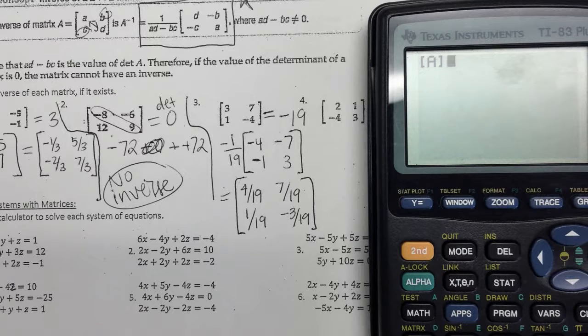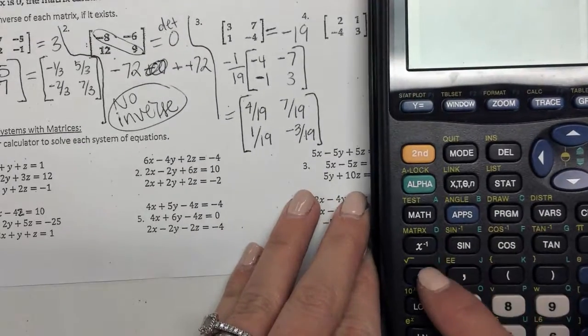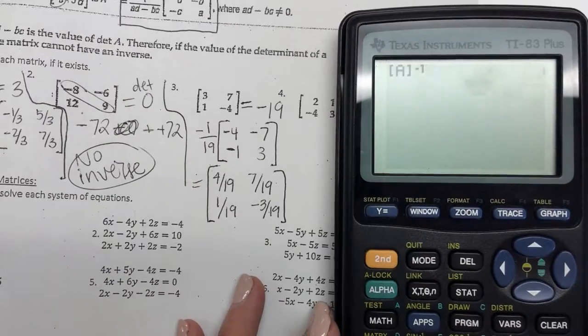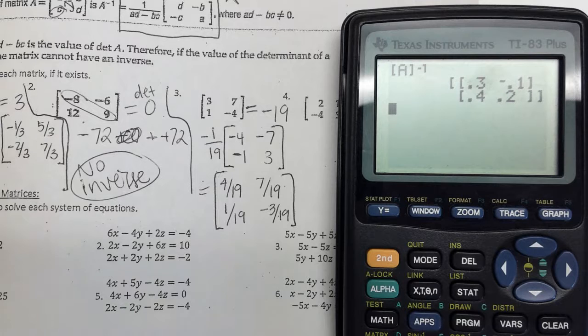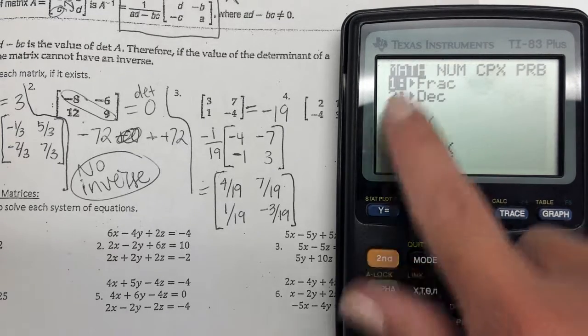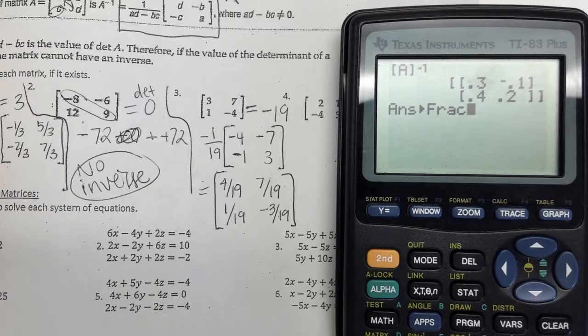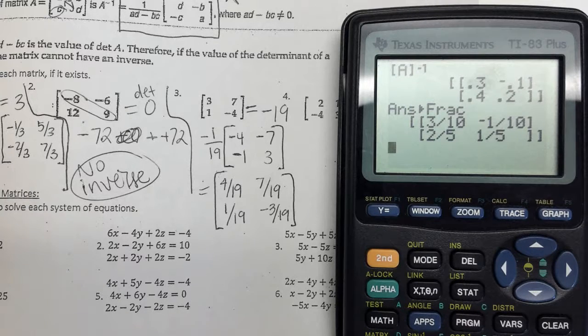It should say A or B, whatever one you picked. And now use this button, the one I was showing you earlier, the -1 button. You hit that, -1, hit enter. And it gives it to you as decimals. I want you to put it as a fraction, so all you have to do from here, don't press anything, hit math. See where it says fraction? Hit fraction, then hit enter. It'll give you as fraction, okay?